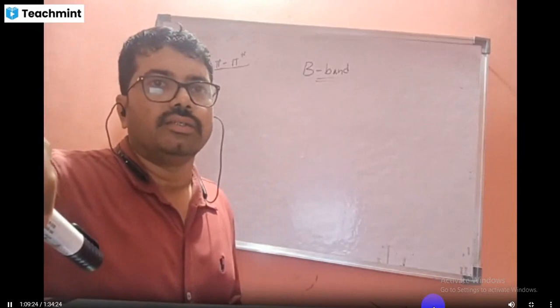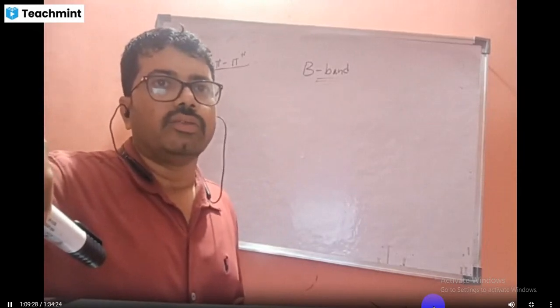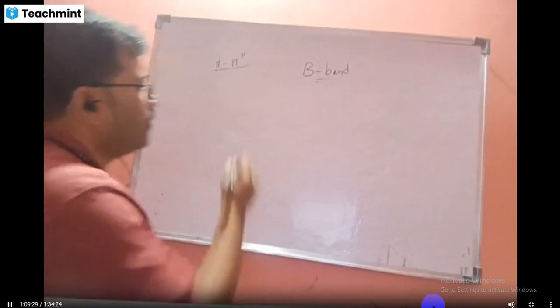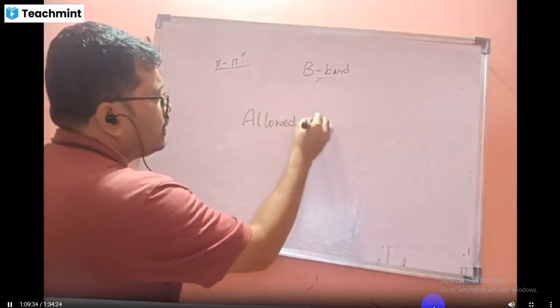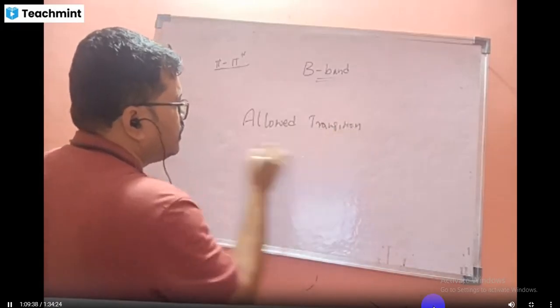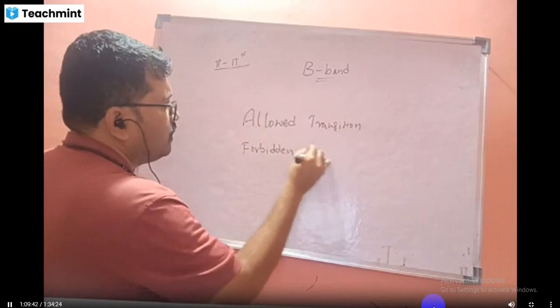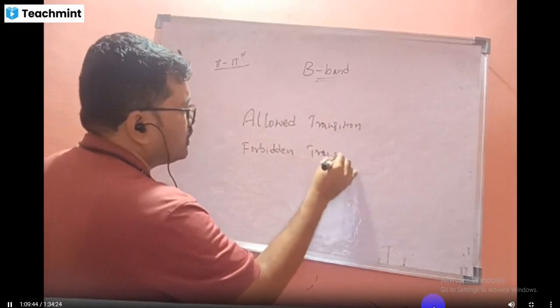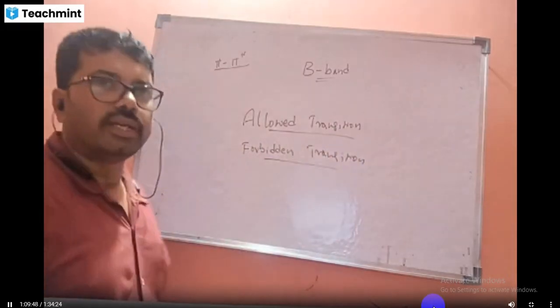Next, transition probability. This is important. There are two types: allowed transition and forbidden transition. What is allowed and forbidden transition?